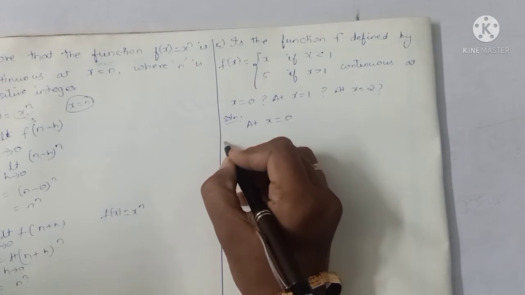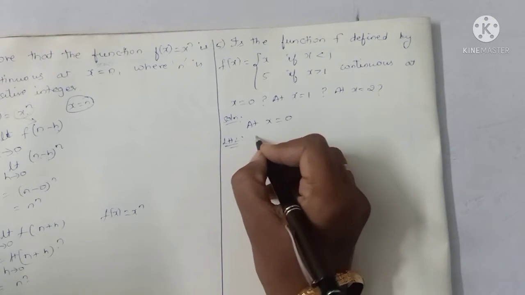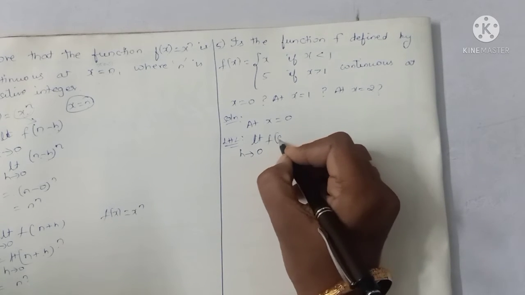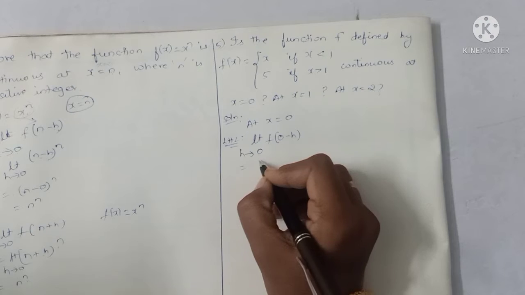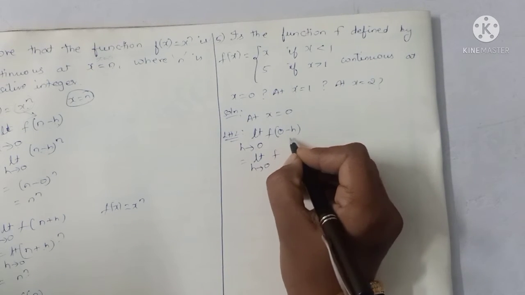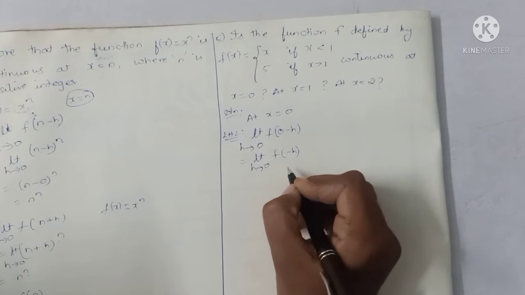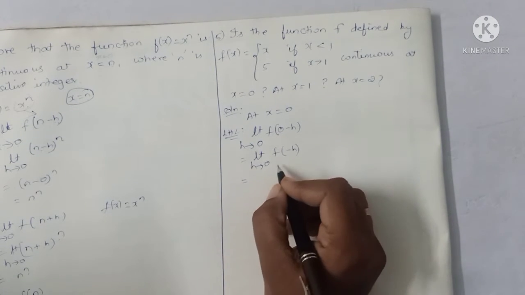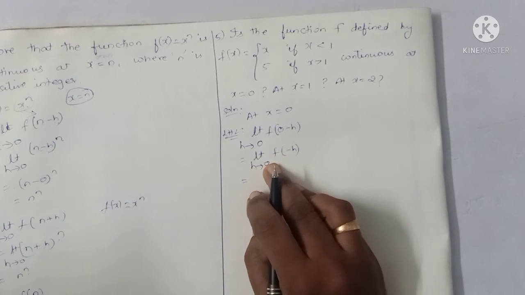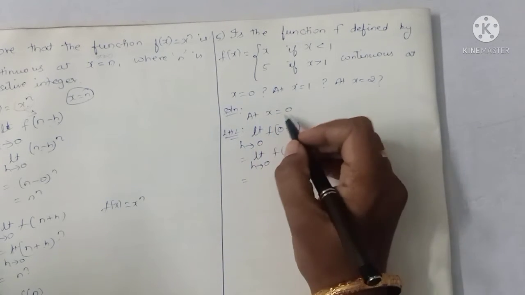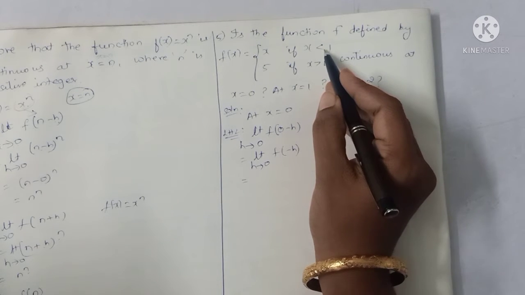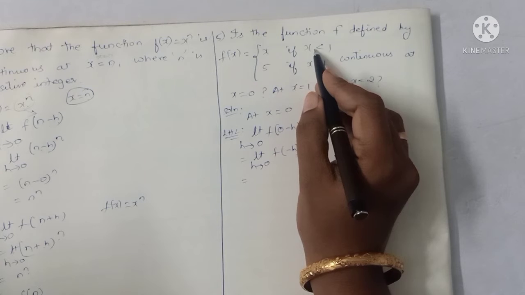For that, let us consider the left hand limit. Left hand limit h tends to 0, f of 0 minus h. So this is equal to limit h tends to 0, f of, what is 0 minus h? 0 minus h is nothing but minus h. So this is equal to, what is f of x? F of x actually at x is equal to 0. X less than 1 means 0, all the negative values, it will be x less than 1.